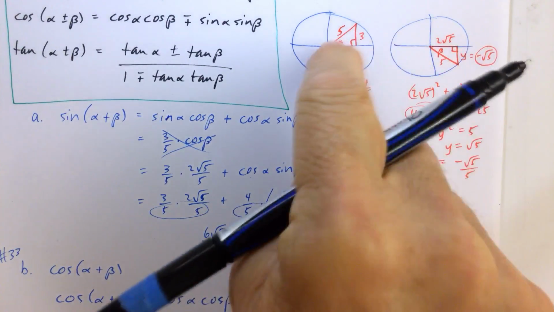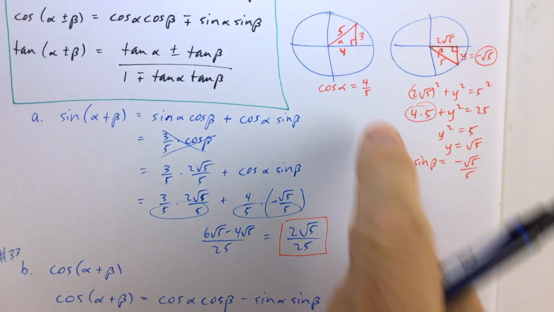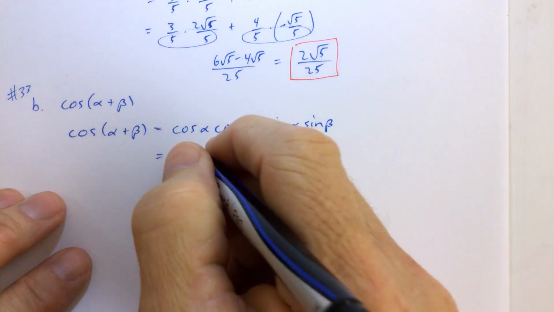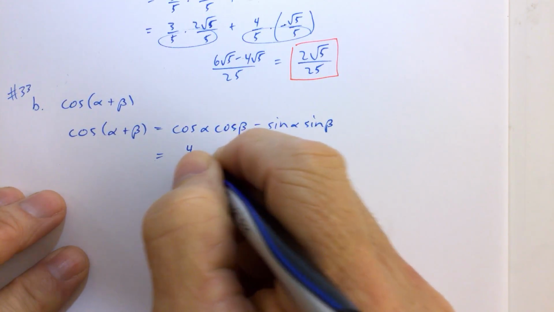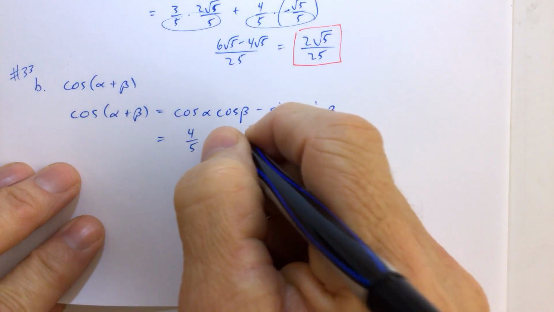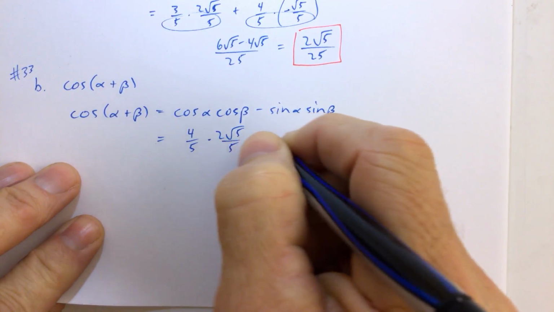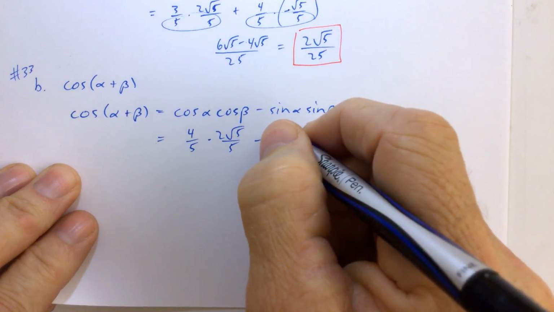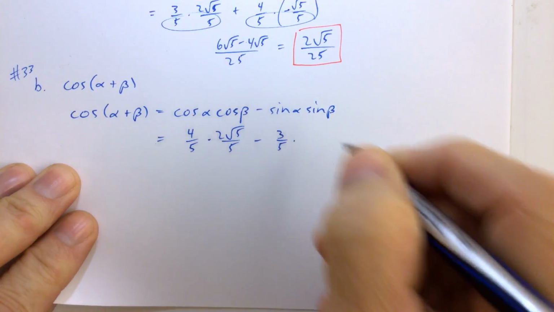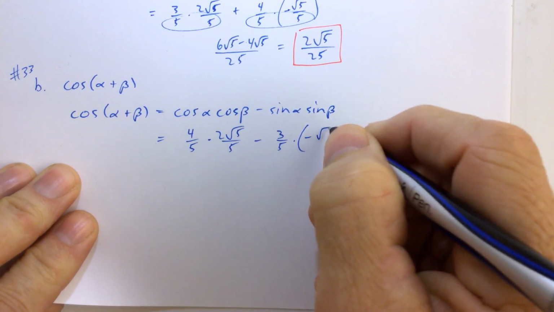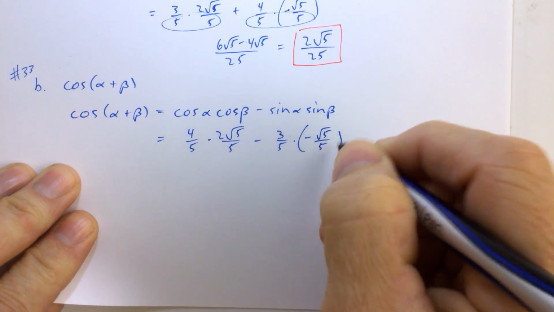We've already set up the triangles, same triangles, same problem, and so we get to use these values. Cosine of alpha is 4/5. So we replace cosine of alpha with 4/5, and then cosine of beta, we were given that. That was 2 radical 5 over 5, minus the sine of alpha. Well, we were given that as well. That's 3/5. And the sine of beta, we had to work for that in the last problem. That's negative radical 5 over 5.